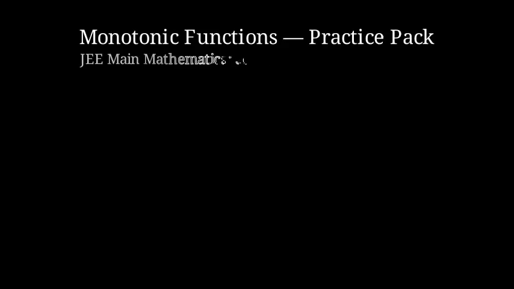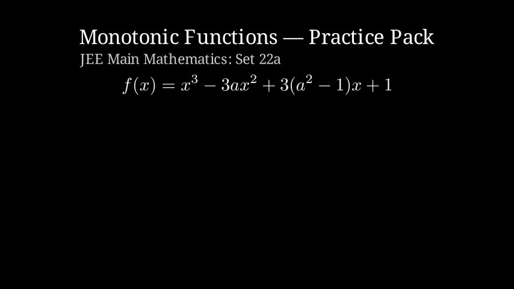Welcome! In this video, we will solve a set of monotonic function problems using derivatives and sign analysis. Problem 1. We are asked, for what values of a is the function f of x equals x cubed minus 3ax squared plus 3 times a squared minus 1 times x plus 1, strictly increasing for all real x.